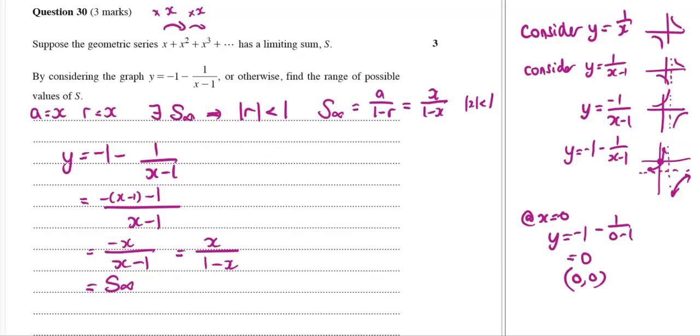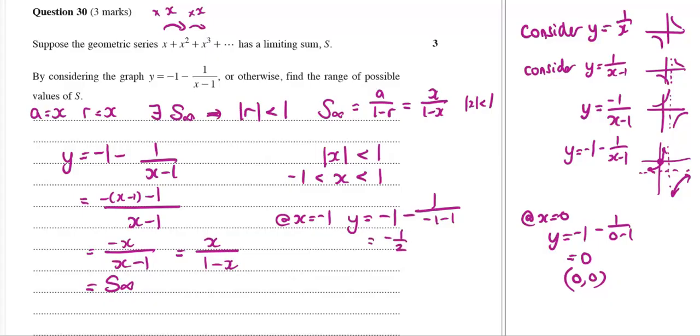So what do we know about limitations on that? Well, I know for a start that the absolute value of x has to be less than 1, or in other words, x is trapped between -1 and 1. And I know that at x equals -1, that function would be -1 over 1 minus -1, which is -1 over 2, minus a half. So at x equals -1, I must have a value of minus a half.